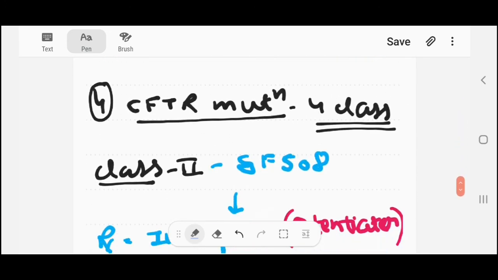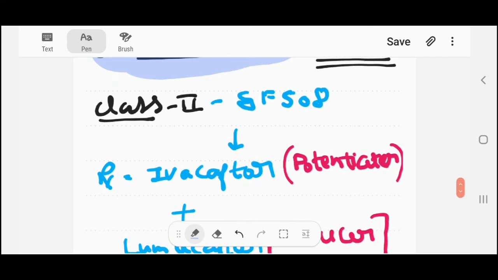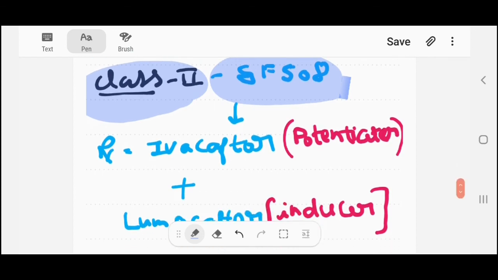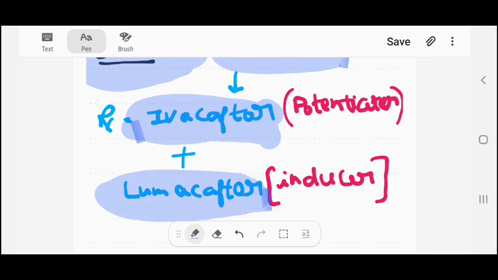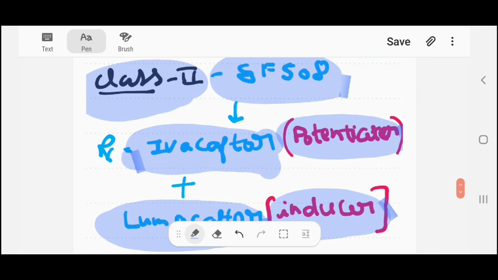Now guys, there are actually CFTR mutations. We have 4 classes of CFTR mutations, but I am going to discuss only 2, which are very important for you. First of all, class 2 mutation is the delta F508, the most common mutation, as I told you previously. What is the treatment for this? We give 2 drugs, ivacaftor and lumacaftor. Ivacaftor is a potentiator and lumacaftor is the inducer. You have to remember this, guys.